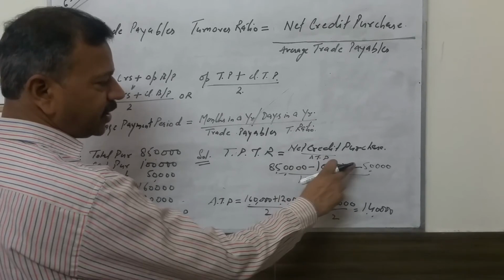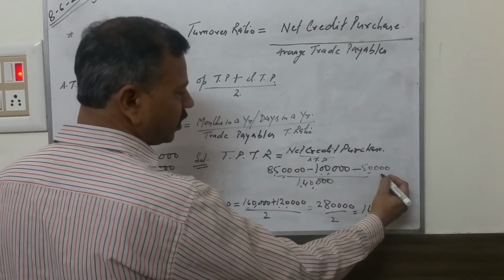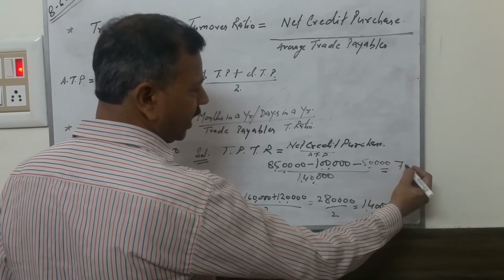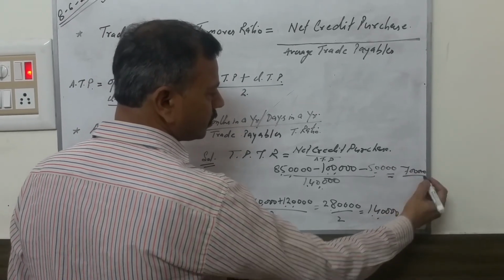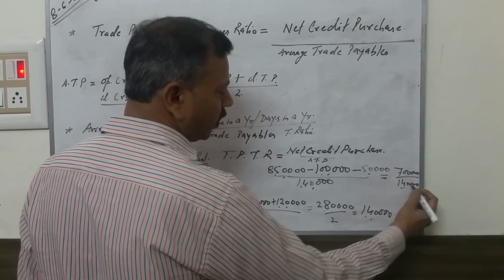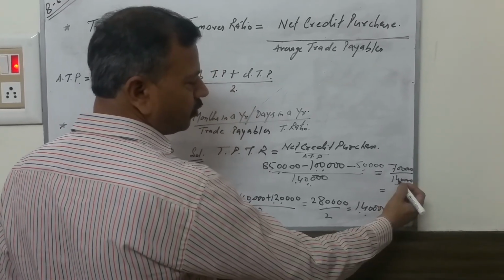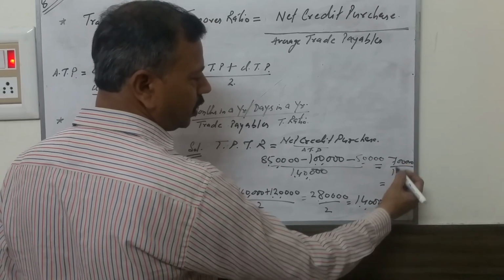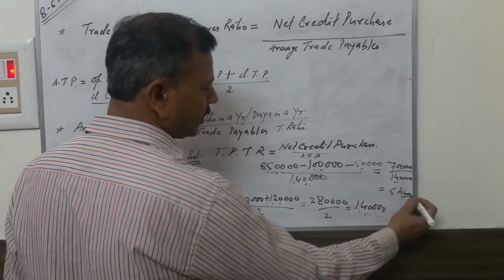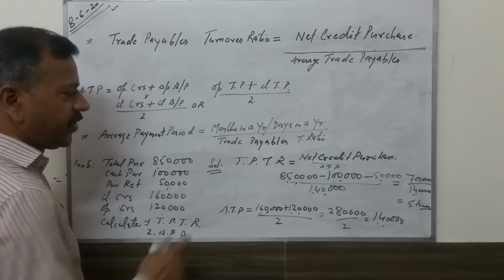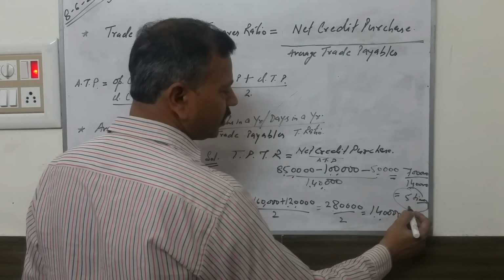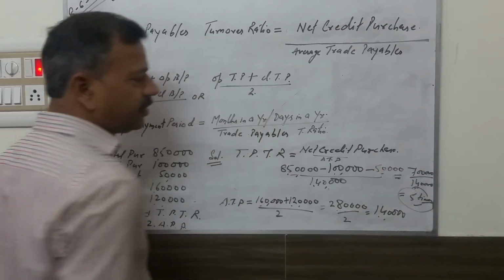850 minus 1 minus 50 is equal to 7 lakh, and divided by 140, that comes to 5 times. So the trade payable turnover ratio you have is 5 times.